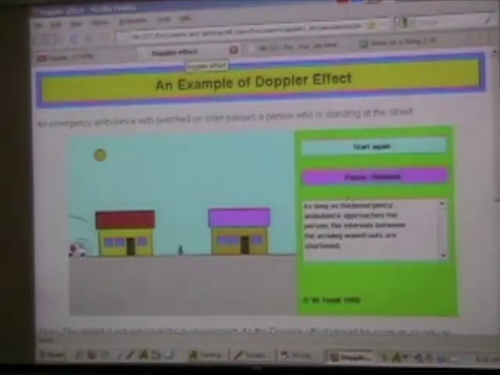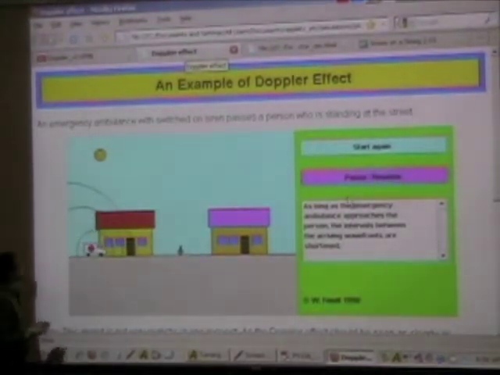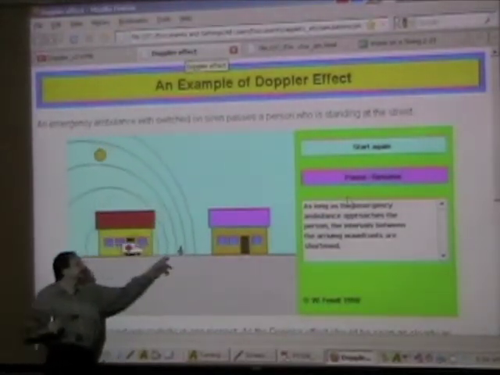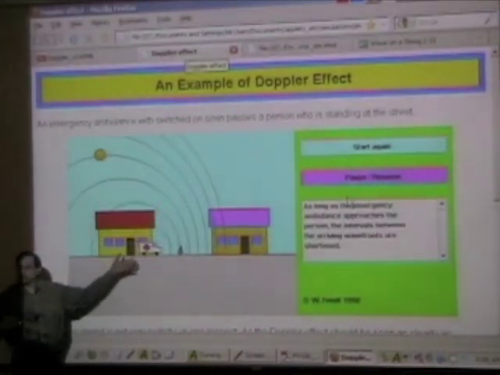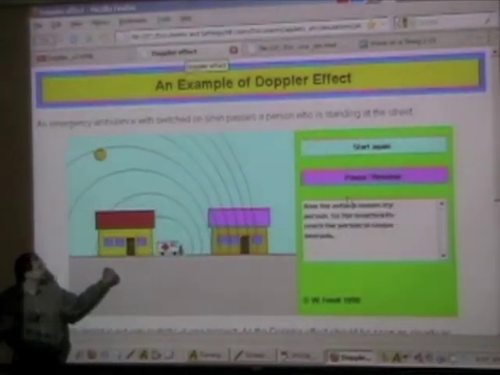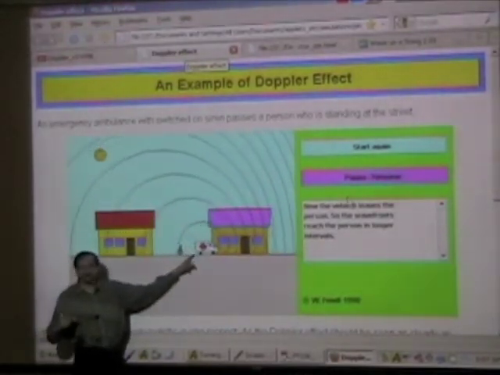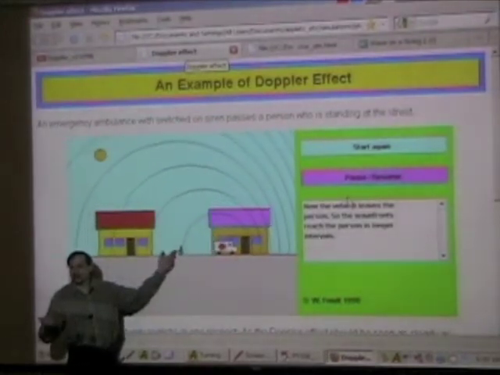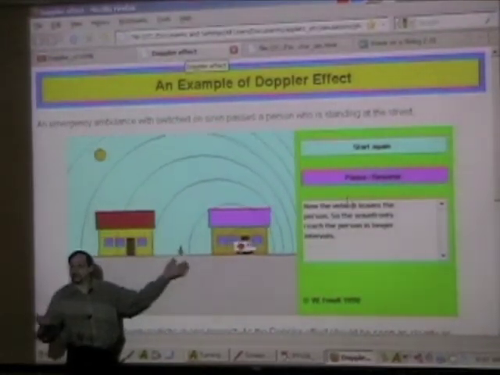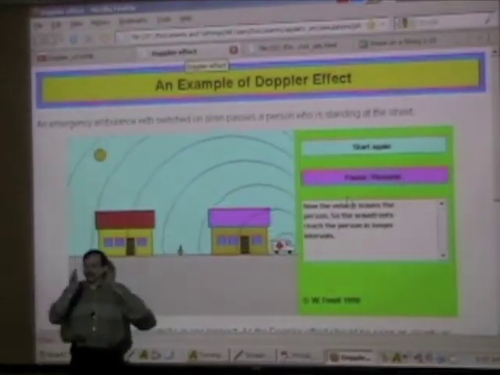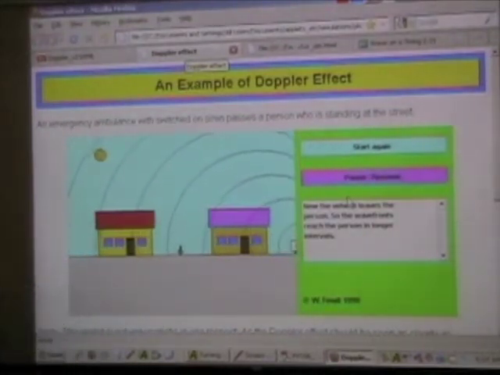And when the source passes the observer, the observer experiences a new sound. Now, again, the speed of the sound relative to the observer is the same as the speed of the sound relative to the ground, which is the same as the speed of the sound for a stationary source. But the wavelength increases, that means the frequency decreases. And that observer now experiences the sound of a lower frequency, lower pitch.